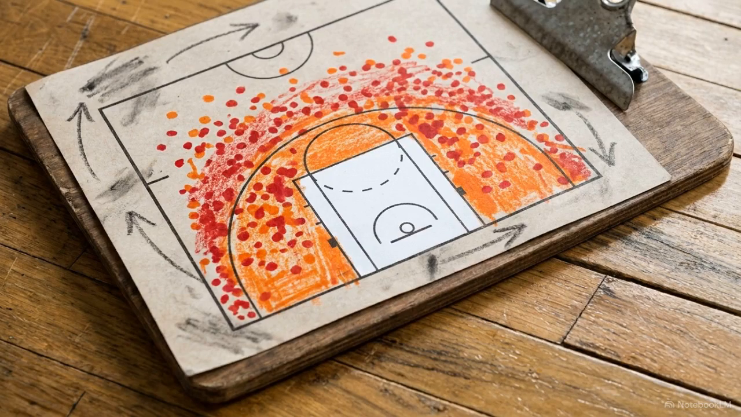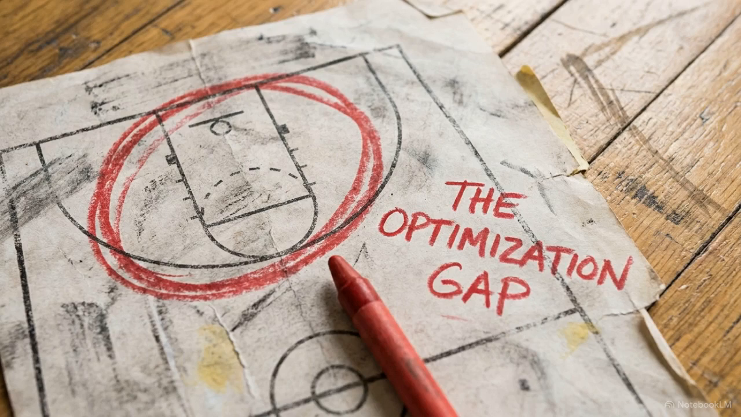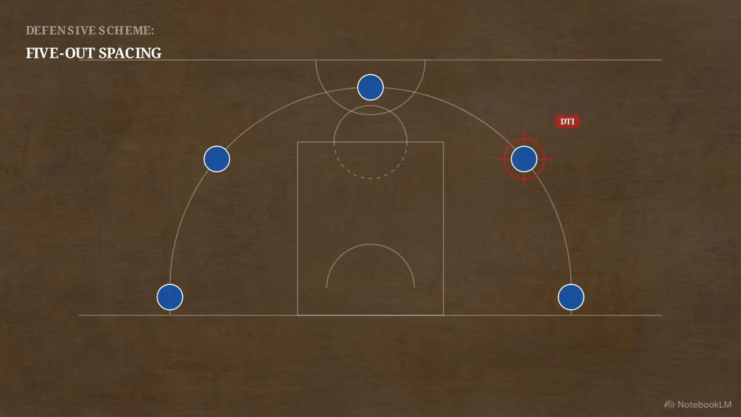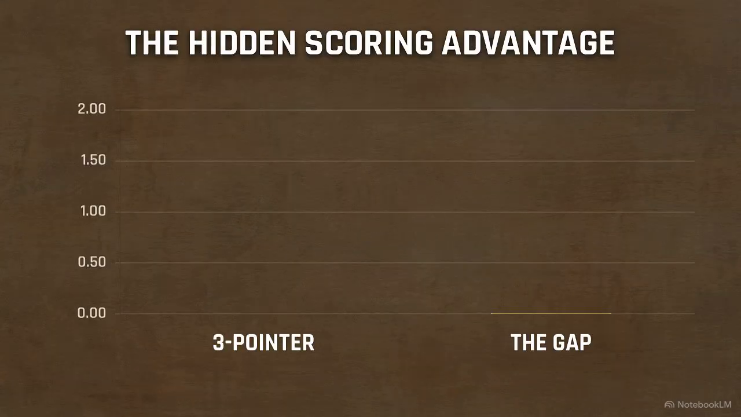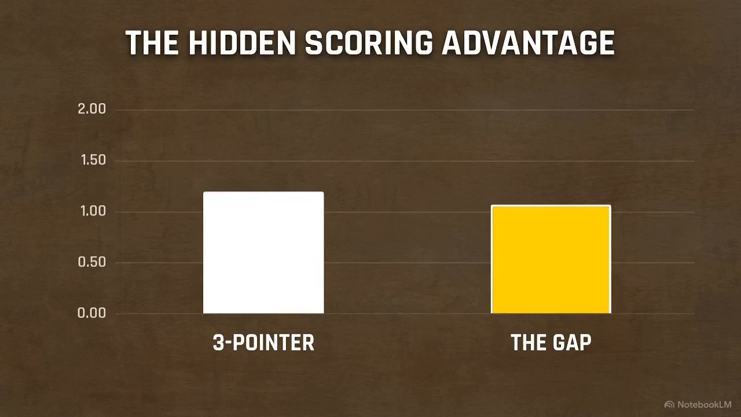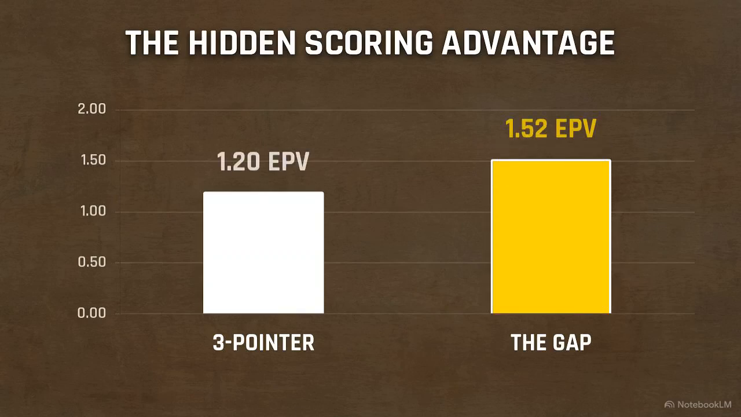But the tracking data suggests the analytics revolution stopped halfway, leaving behind a territory of untapped value we call the optimization gap. By focusing on where players stand rather than how they are targeted, the smartest teams in the league are ignoring a scoring method that outperforms the three-pointer.